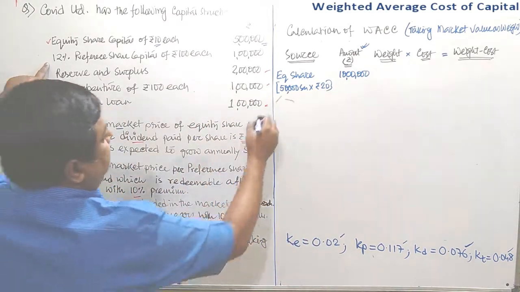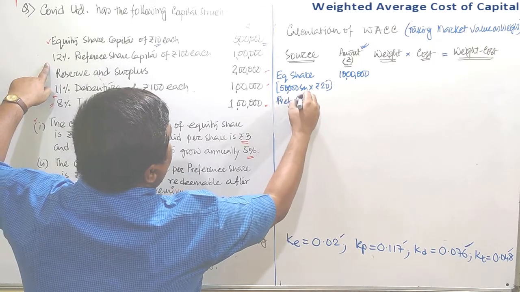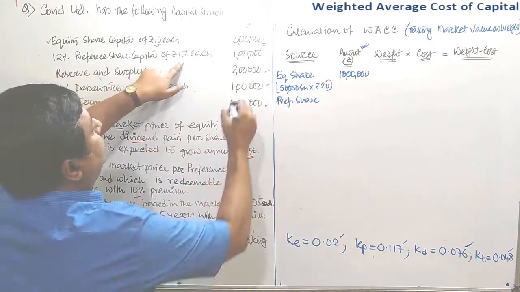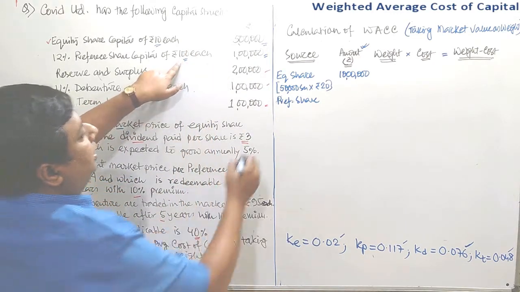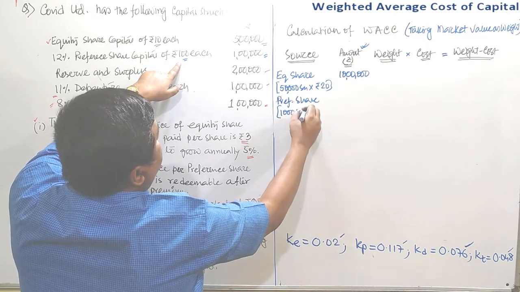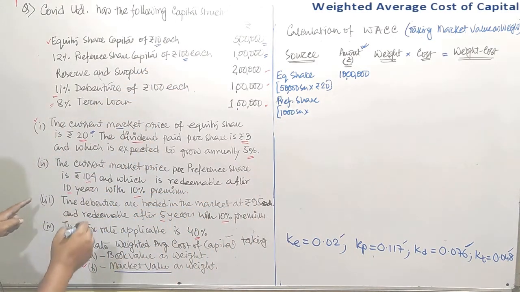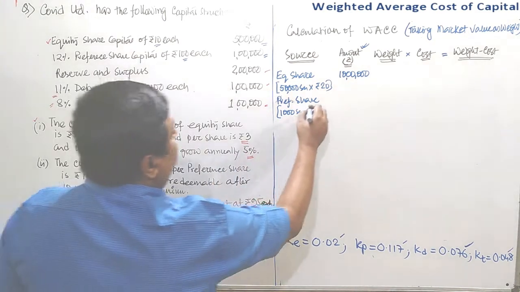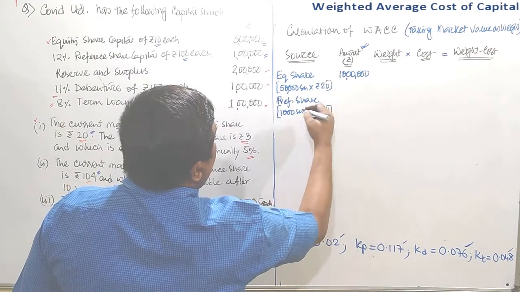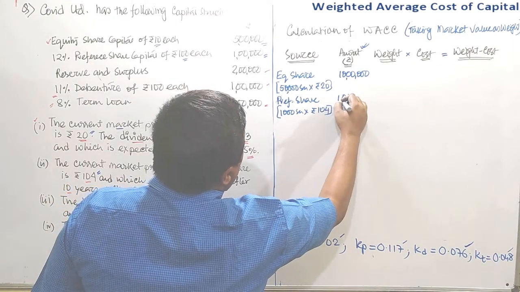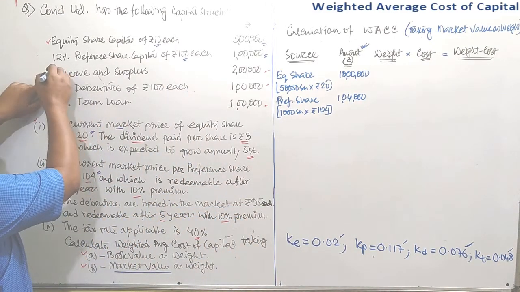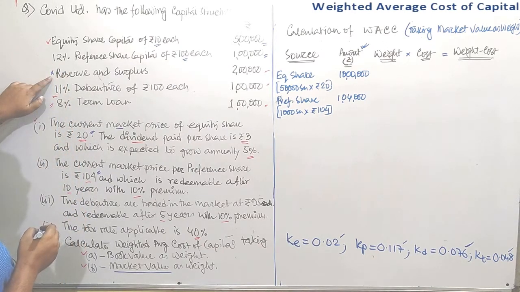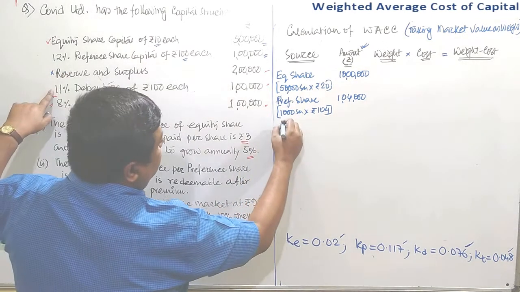In case of preference shares, the total is also 1 lakh and the value per preference share is 100. 1 lakh divided by 100, you get 1000 shares. And right now it is traded in the market at a price of 104. Current market price rupees 104. Once you multiply, you get 1,04,000 rupees. For reserve and surplus, as you know, in case of market value, we won't consider reserve and surplus. Then you have to follow debenture.